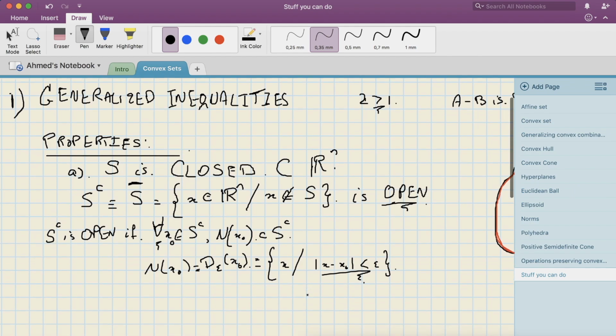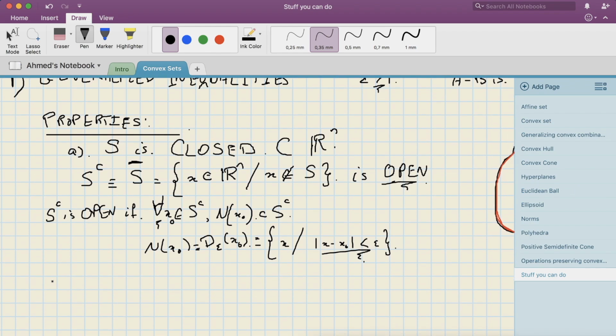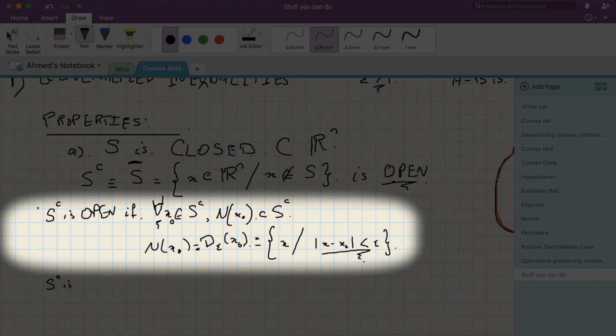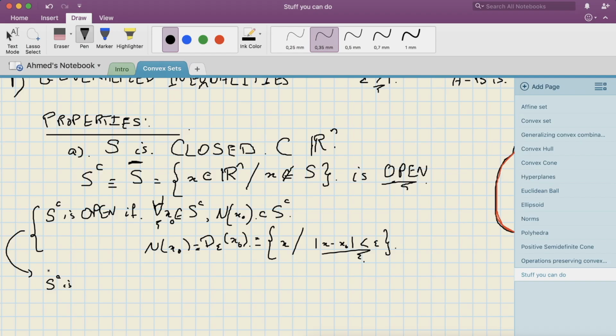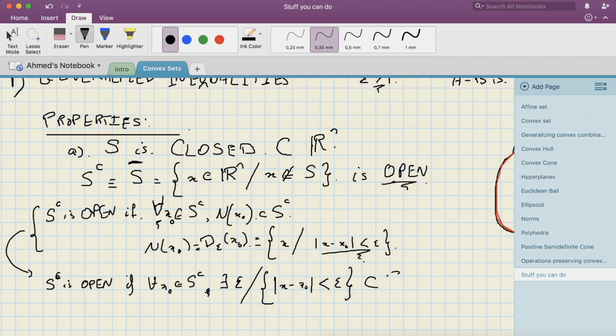If you want to write it in a more compact way, S^c is open if for every x0 in S^c, you can give me an epsilon such that this set, which is the disk, falls in S^c. And let's emphasize here how epsilon should behave. It should be positive, right? This symbol means there exists.